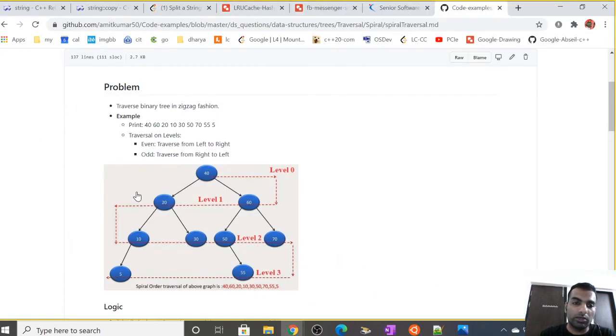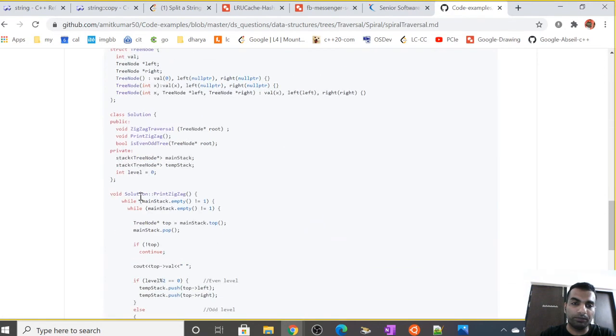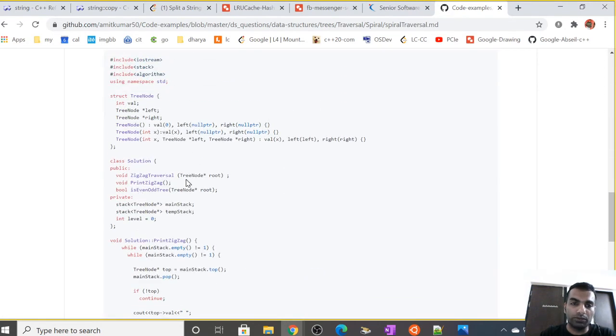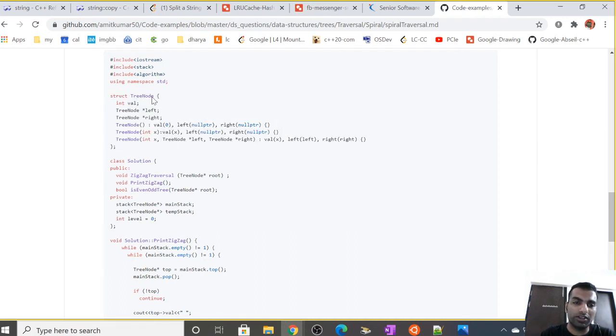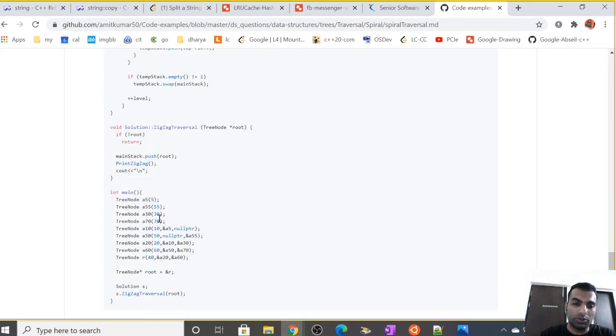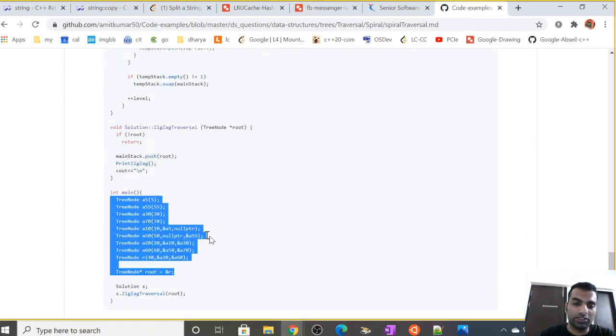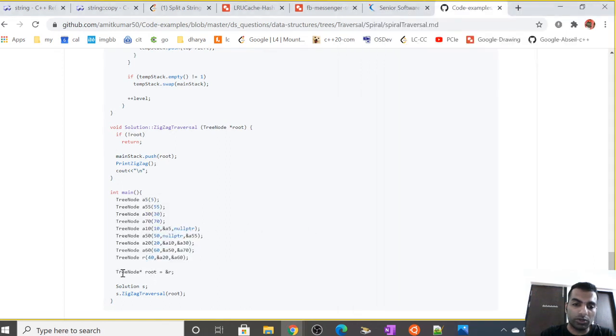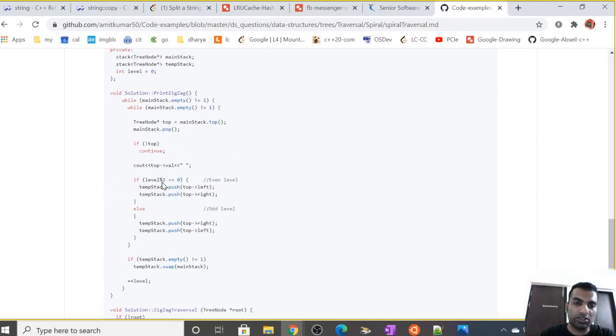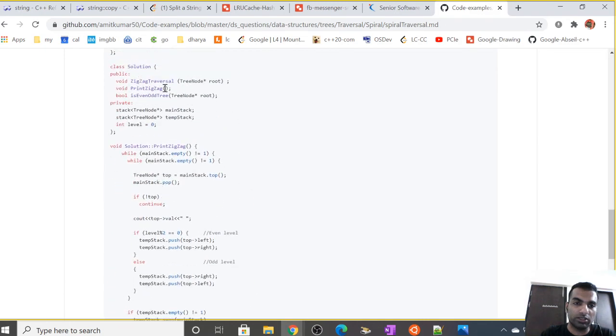Now let me just show you how it works in code. So this is the code. This is the structure for creating the class, for creating the tree node. Initially I have created a tree which is the same as this one. I have taken root as 40. So I have taken a pointer and passed the base of the root to this root pointer. Then I have passed root into the zigzag function. The zigzag function is present in class Solution.